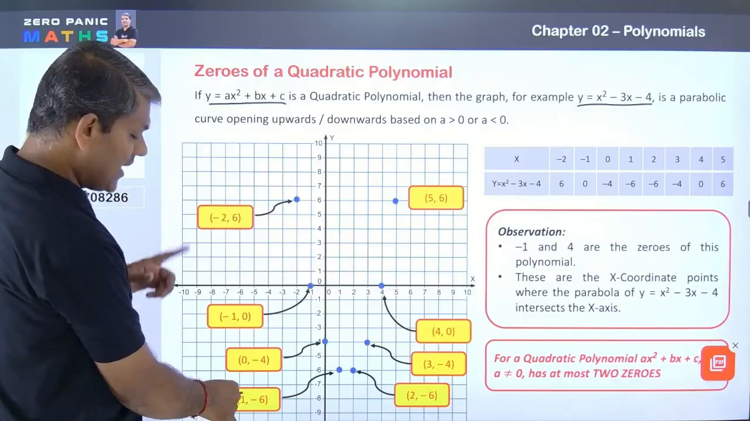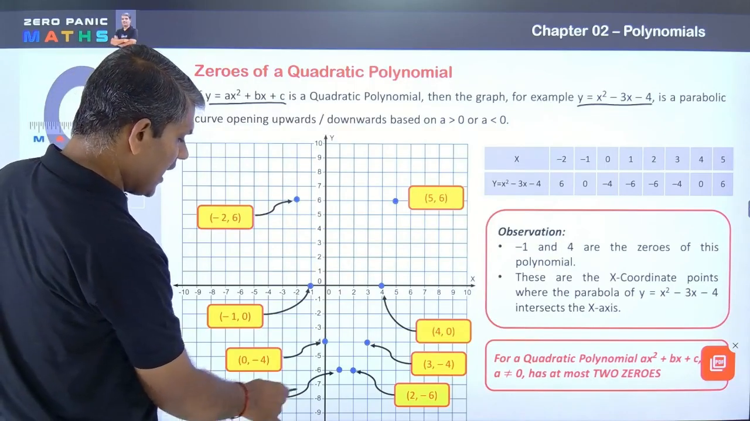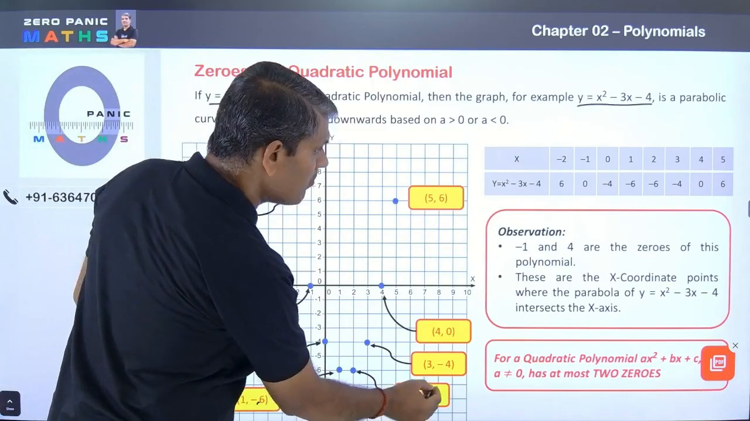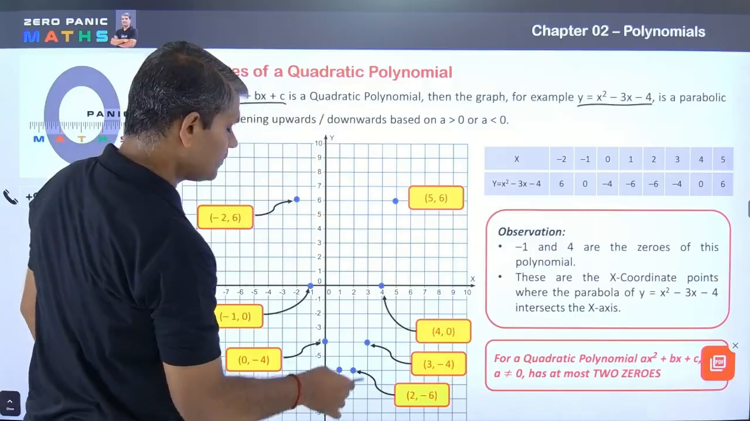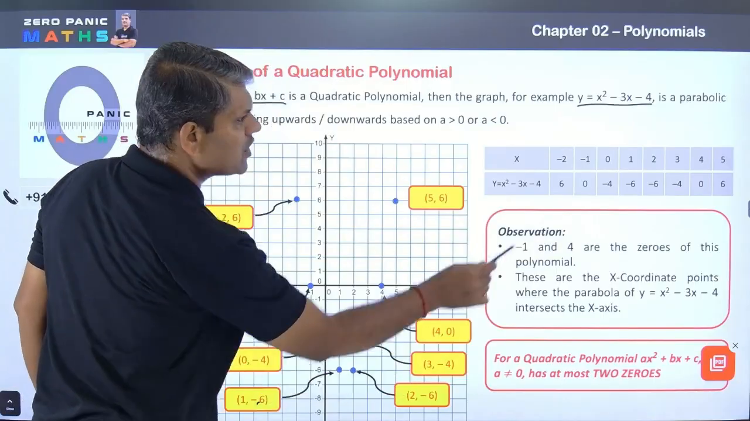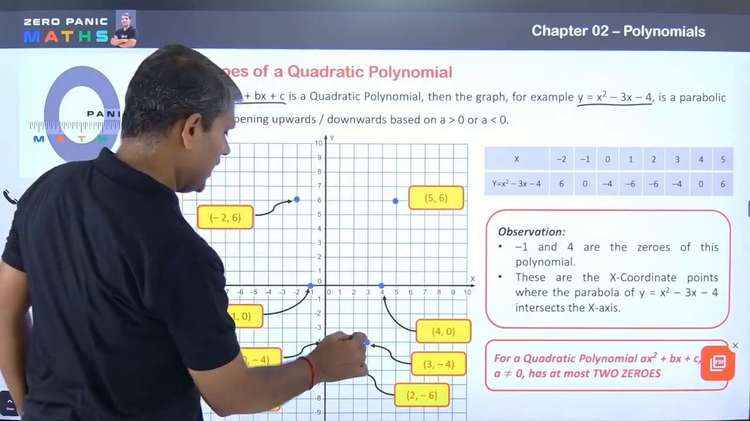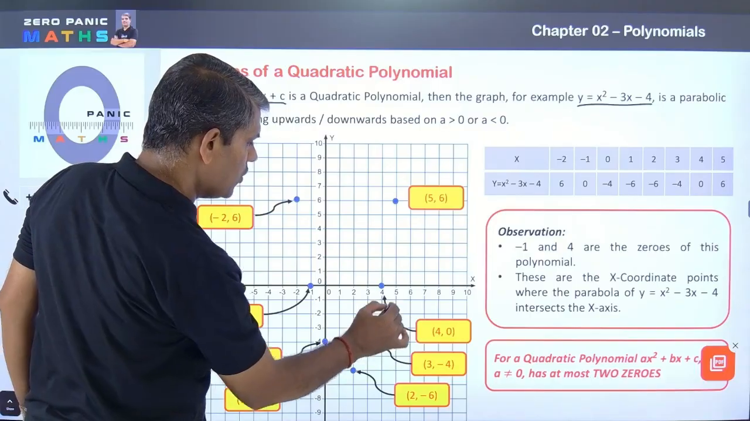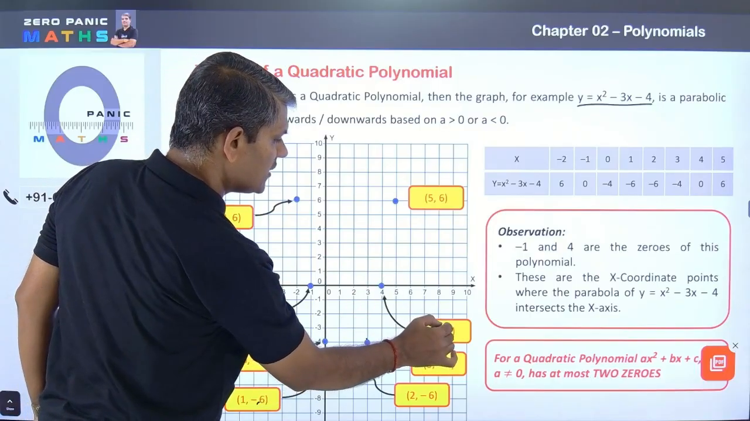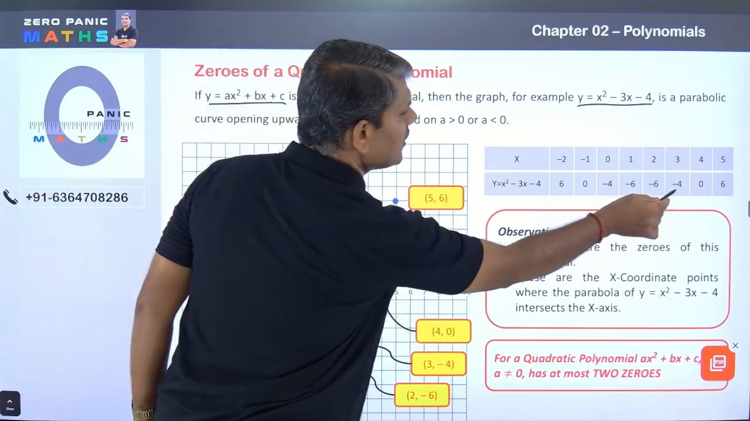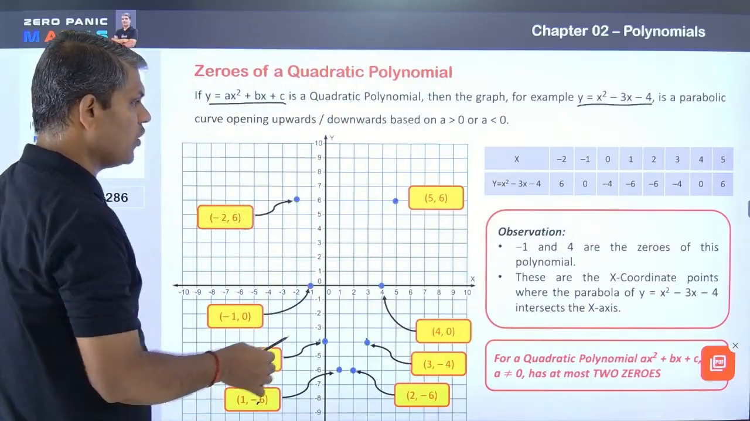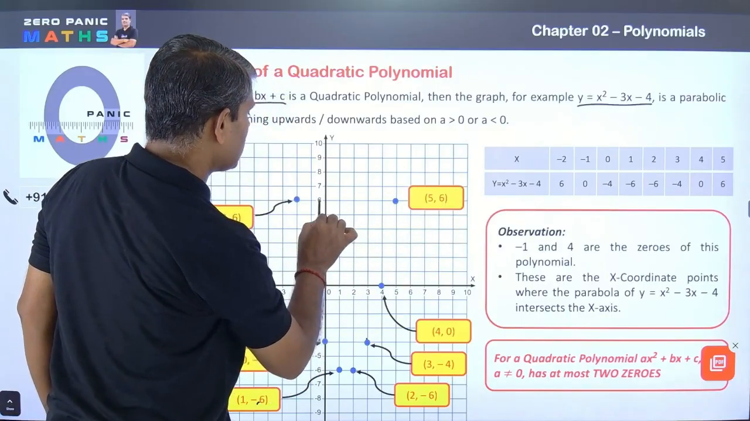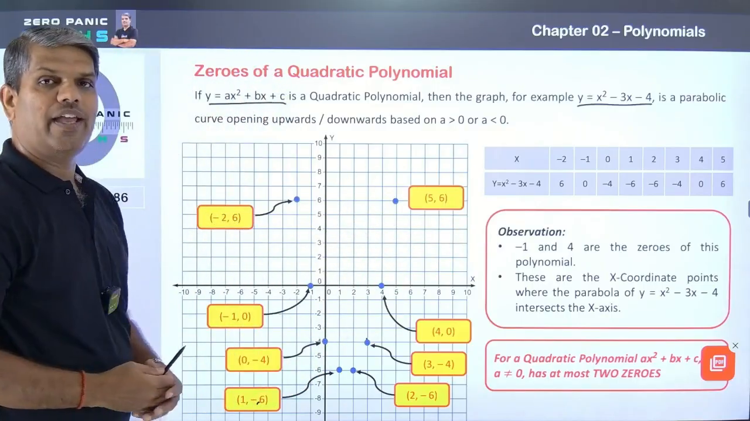1 as x-axis and minus 6 as the y-axis value. Similarly, 2, minus 6, the fourth one. Fifth, 3, minus 4: x value 3 and minus 4 as y value. 4 as x value, it's going to give us the y value as 0. That is actually the zero of the polynomial. Now 5, 6: 5 positive x-axis and 6 positive y-axis.